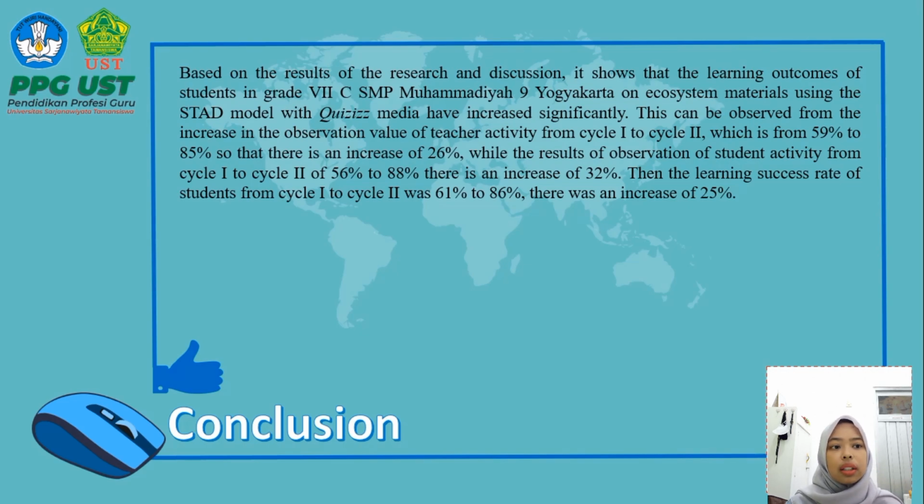26%, while the result of observation of student activity from cycle 1 to cycle 2 is 56% to 88%. There is an increase of 32%. Then the learning success rate of students from cycle 1 to cycle 2 was 61% to 86%. There was an increase of 25%.